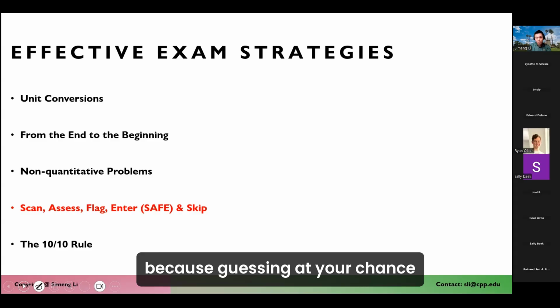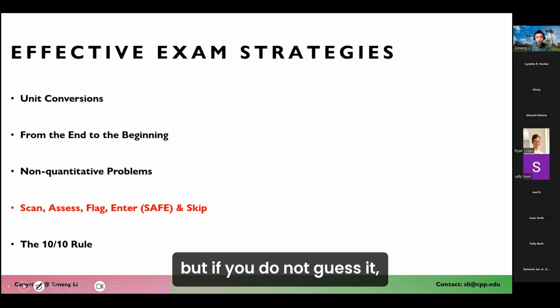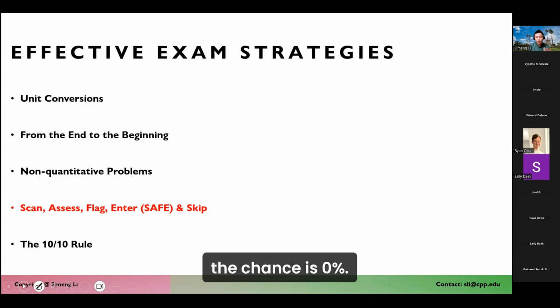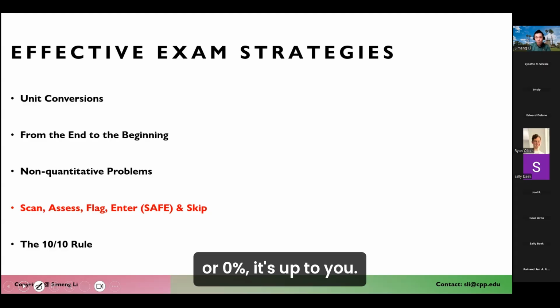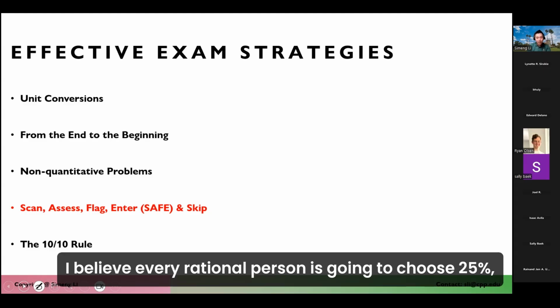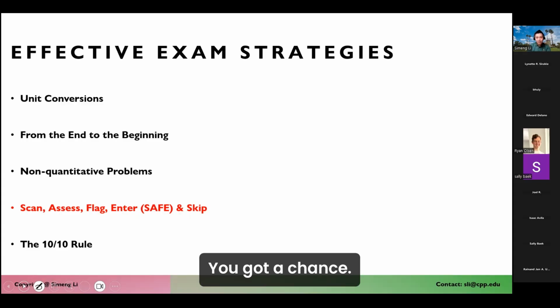Because by guessing, your chance of getting the right answer is 25% for 4 options. But if you do not guess, the chance is 0%. So you tell me if you want 25% or 0%. It's up to you. I believe every rational person is going to choose 25%, even though the chance is not that high. You got a chance.